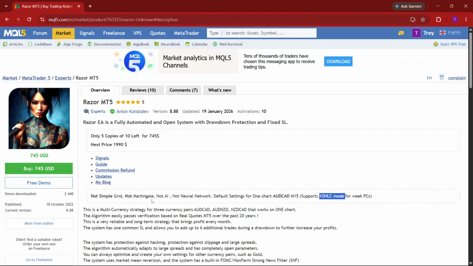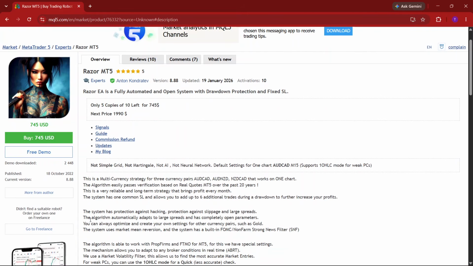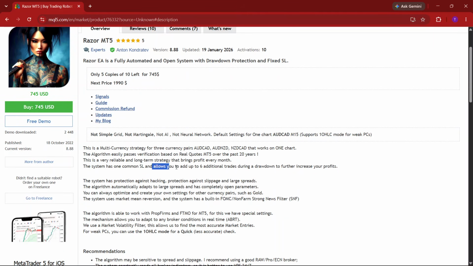The big claim is that it's a multi-currency strategy for the three pairs, as you can see here, Australian Canadian dollars, Australian New Zealand dollars, and New Zealand Canadian dollars, all running from that single chart. The algorithm is said to use market mean reversion, and it has a common stop loss for the basket, and it can add up to 6 additional trades during a drawdown to try and increase your profits.